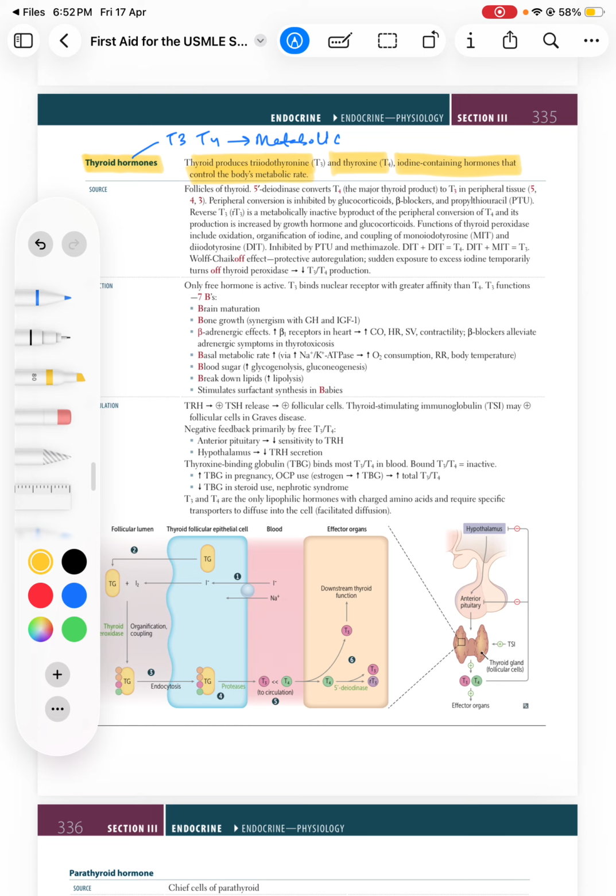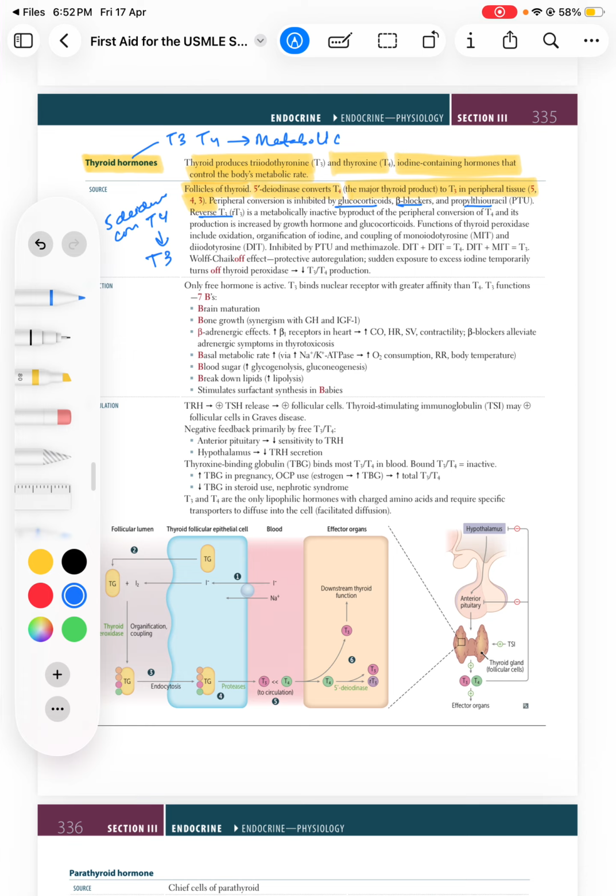So, in the follicles of the thyroid, 5'-deiodinase converts T4, the major thyroid product, to T3 in peripheral tissue. Okay, what happens? The 5'-deiodinase converts T4 to its active form, that is T3. The peripheral conversion is inhibited by glucocorticoids, beta blockers, and propylthiouracil.